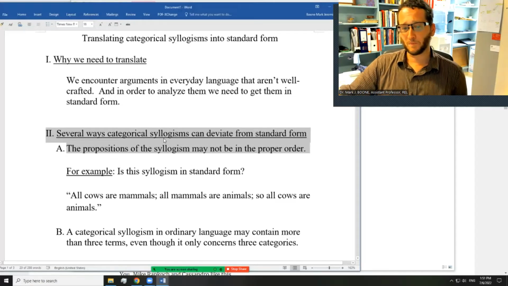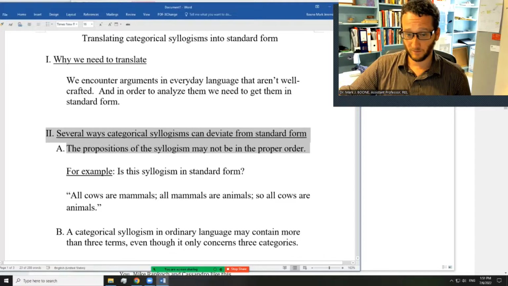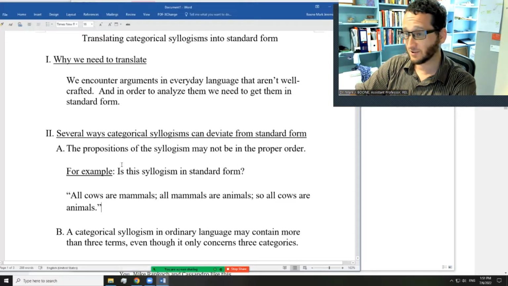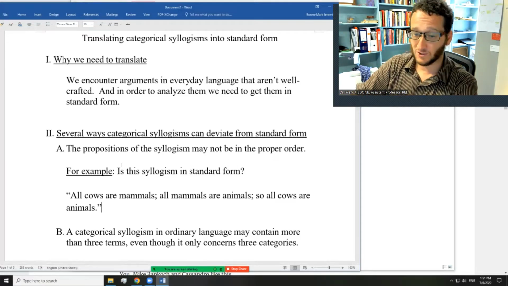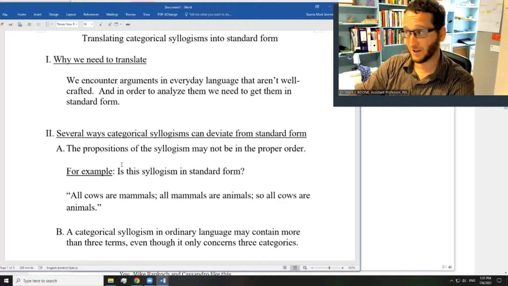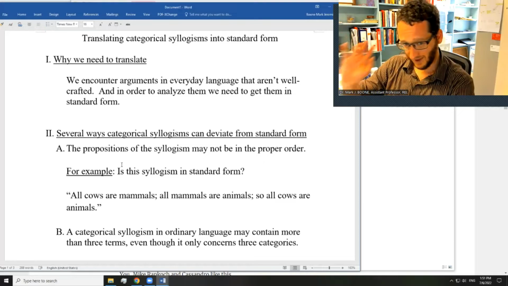Now, what are some ways a categorical syllogism can fail to be in standard form? Maybe the most obvious, we might not have the propositions in the proper order. For example, this is the normal way of presenting what we call a Barbara syllogism, which is an AAA syllogism in figure 1. All cows are mammals, all mammals are animals, so all cows are animals.